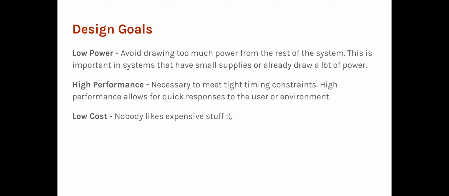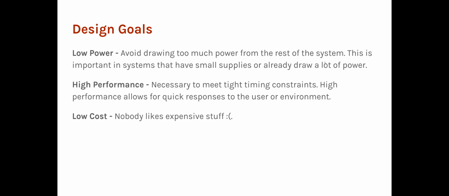When designing embedded systems, there are three key factors to design for: low power, high performance, and low cost. We want to design for low power because embedded systems are typically integrated into a larger system. This larger system probably has either a small power supply or it has devices that are already drawing a large amount of current or power. We don't want our embedded systems to draw too much power and take away from the rest of the system. So ideally, we want low power.